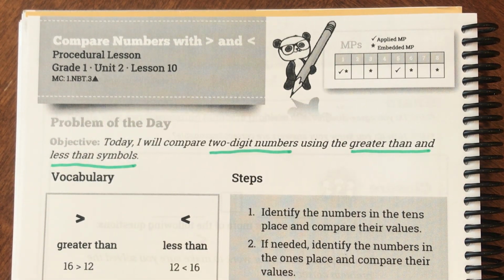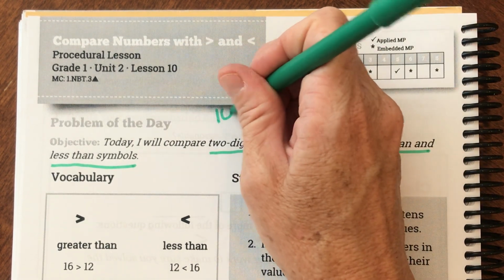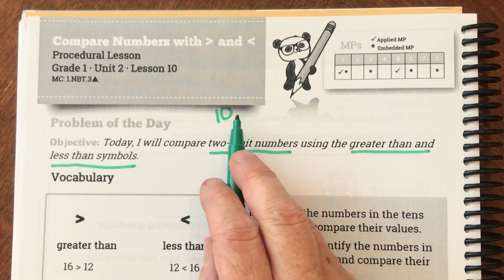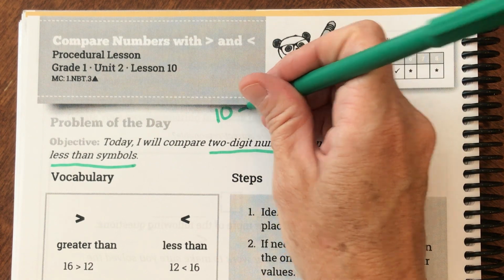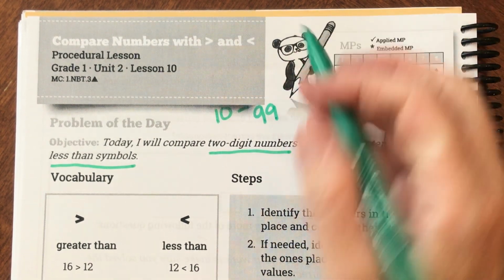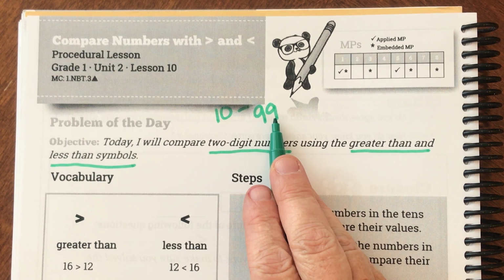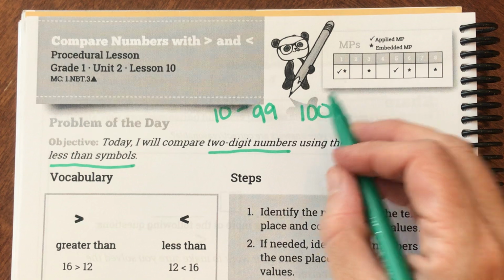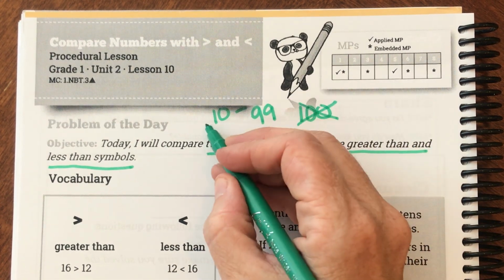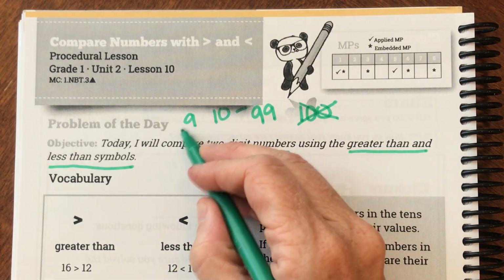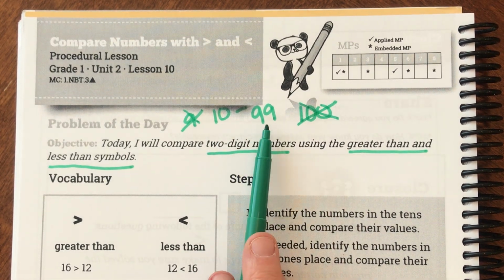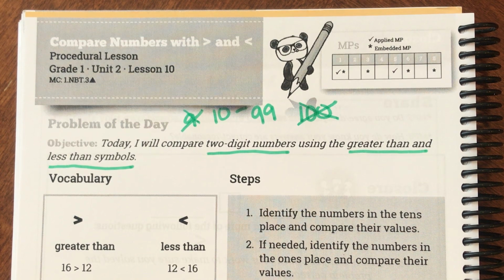So our objective today says, today I will compare two-digit numbers using greater than and less than symbols. And remember, yesterday we talked about what a two-digit number is. So we said 10 is considered a two-digit because it has 2 digits in this number. And it can go all the way up to 99 because 99 has 2 digits. But 100 has 3 digits. And anything before 10, like 9, only has 1 digit. So we're going to be comparing numbers that are 2 digits using those greater than, less than symbols.